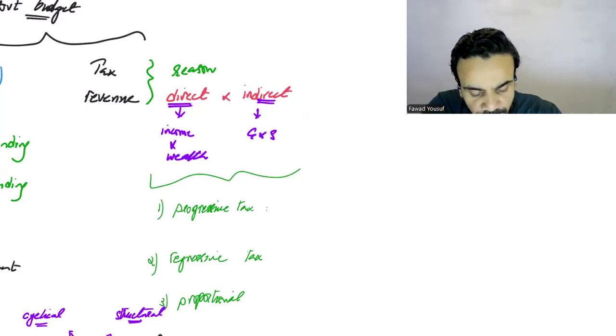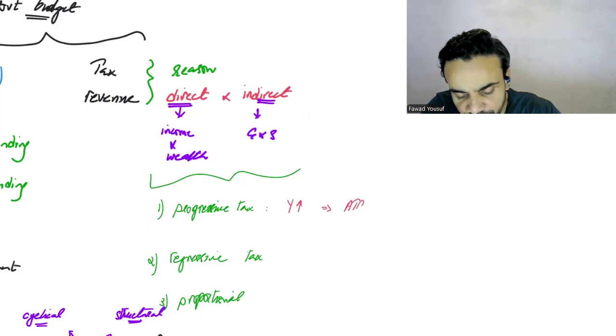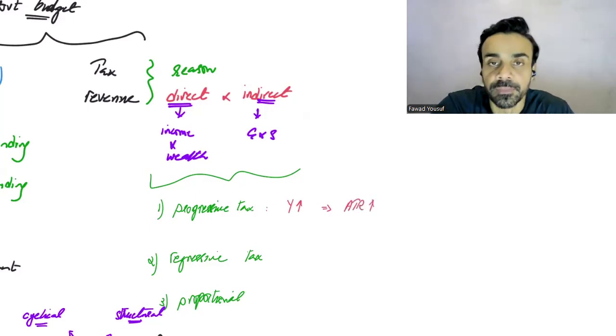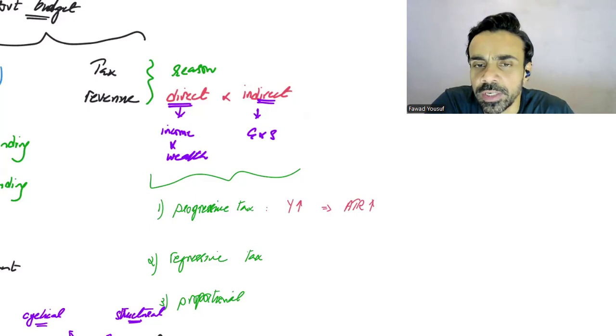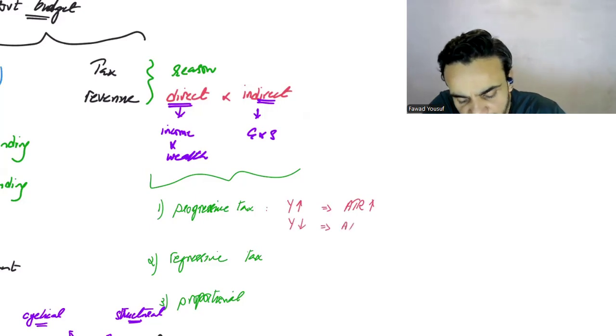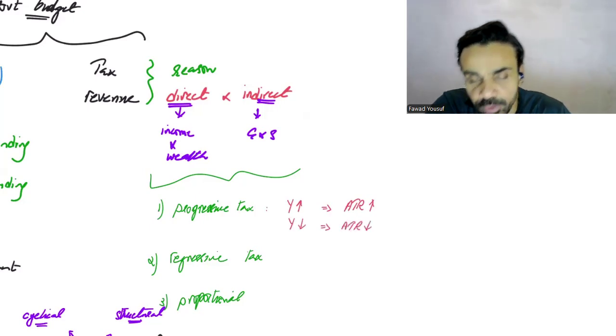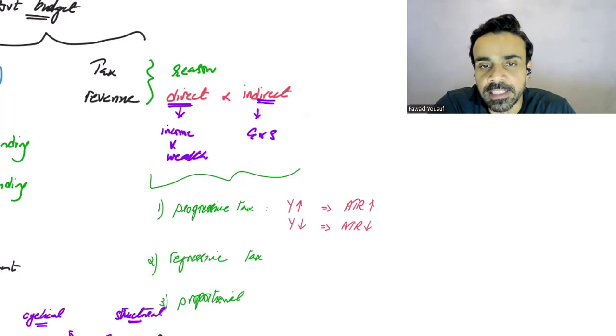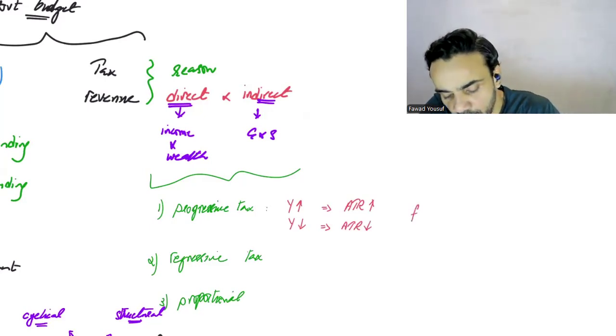Progressive taxation basically tells us that as you get richer, you have to pay a higher average tax rate. So the richer you are, the greater the average tax rate you pay. And if you lose income, then this average tax rate falls on you. So it taxes heavily on the rich and lesser on the poor.